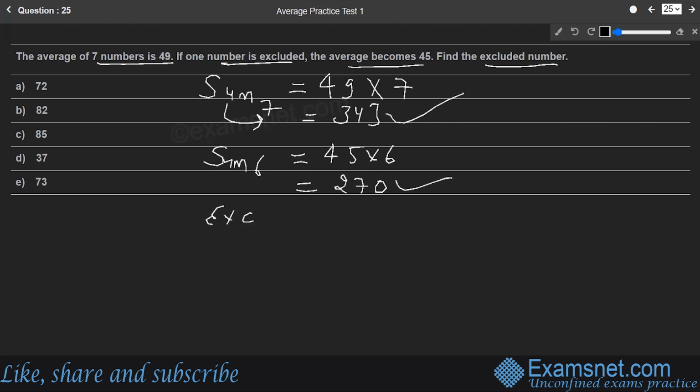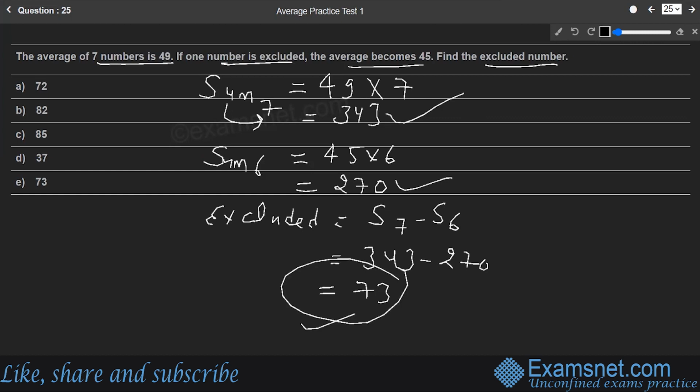So the excluded number is nothing but sum of 7 minus sum of 6. Okay, that is 343 minus 270. If you solve this, this comes out to be 73. 343 minus 270, yes, that is coming out to be 73. So the excluded number is nothing but 73. It is available in option number E, becomes the right answer.